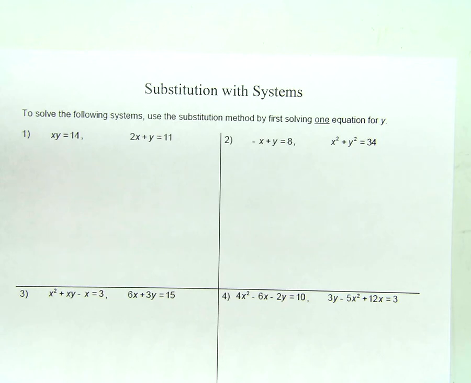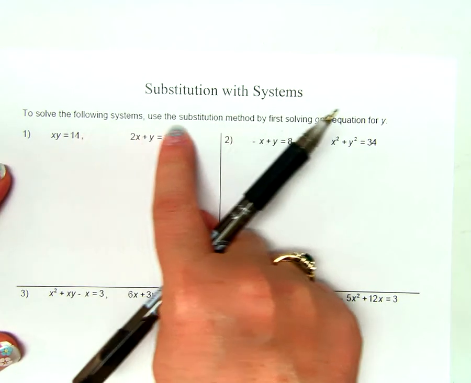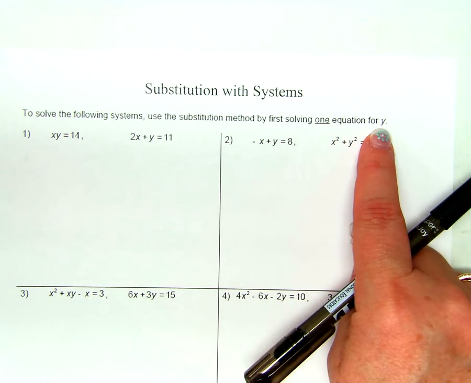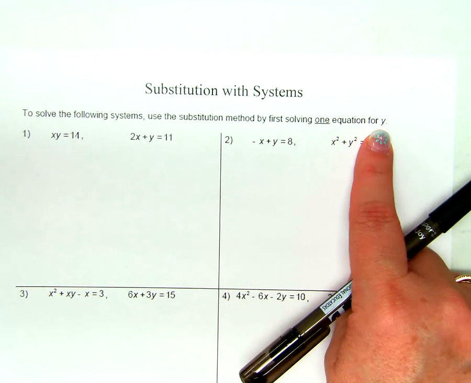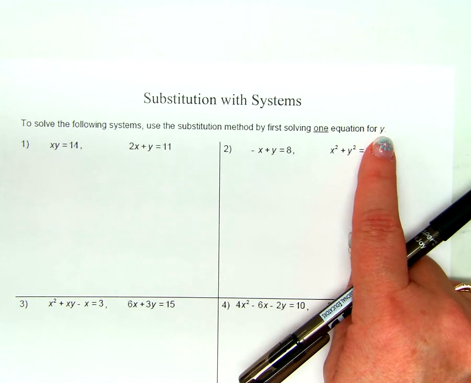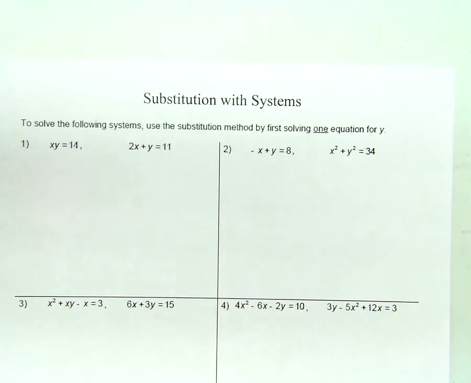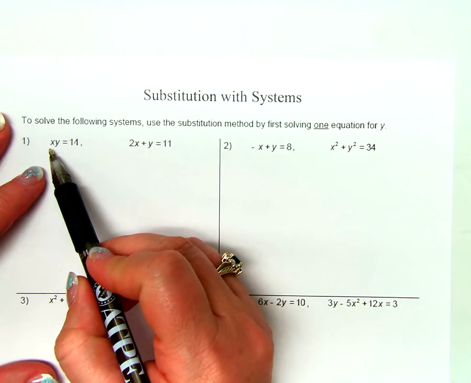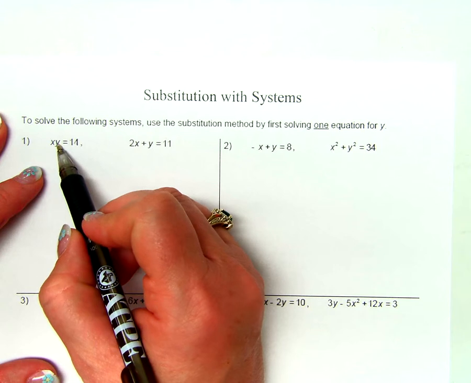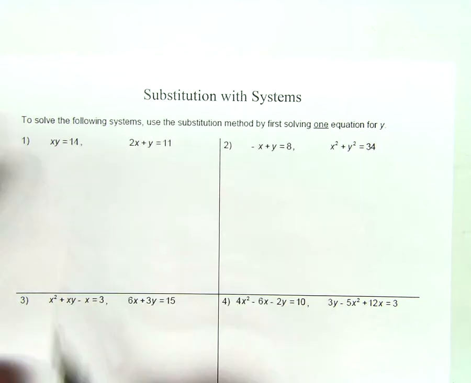So what we have to do is use the substitution method by first solving one equation for y. First of all, does it always have to be for y? The directions say y, but does it always have to be y? No. We want to choose the variable that we think would be the easiest to solve for and the easiest to substitute into a different equation. Now, this x looks really easy to solve for. Divide both sides by y. This y looks really easy to solve for. Divide both sides by x.